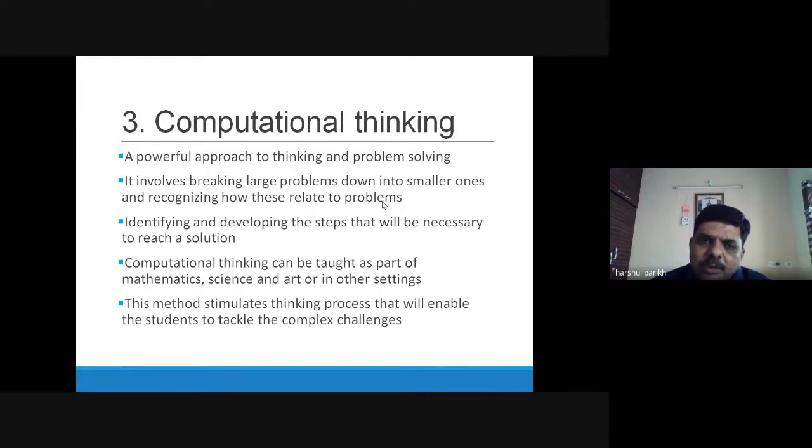So overall, this method of pedagogy develops the skills and develops the thinking abilities in the students.